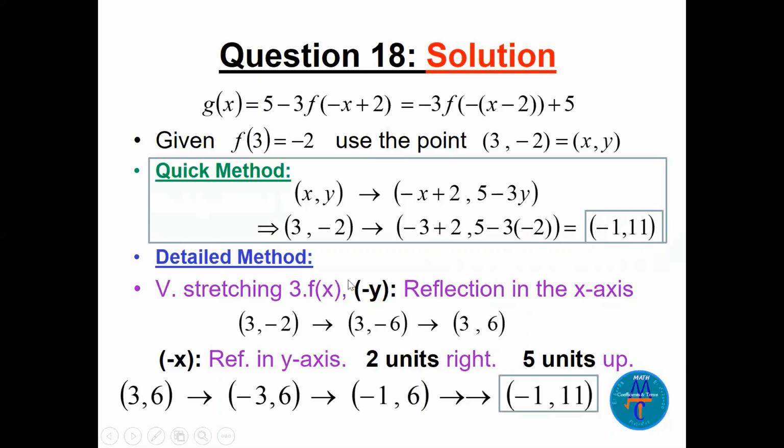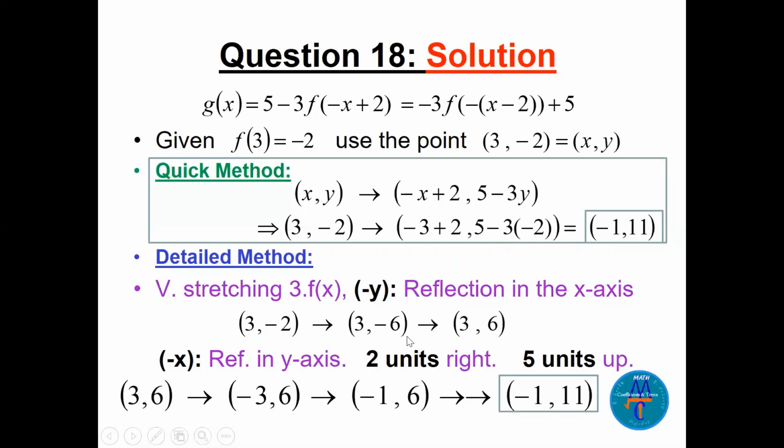Another detailed method will be vertical stretching by 3. See, multiply 3 times the y. Then minus y is the reflection in the x-axis. See, 3, minus 2 is the point given here. Multiply 3 by the y, vertical stretching, so minus 2 times 3, minus 6. Then the reflection in the x-axis, minus y, so it will be 3, 6. Then minus x, reflection in the y-axis.